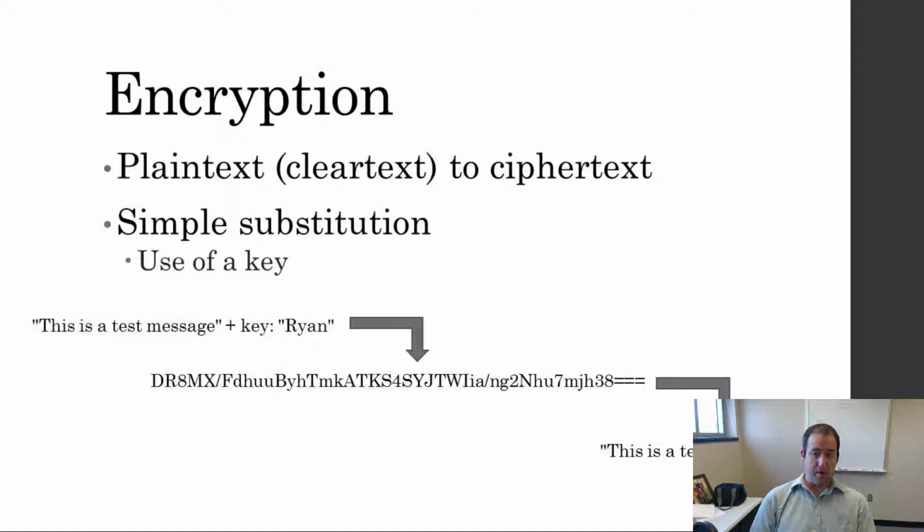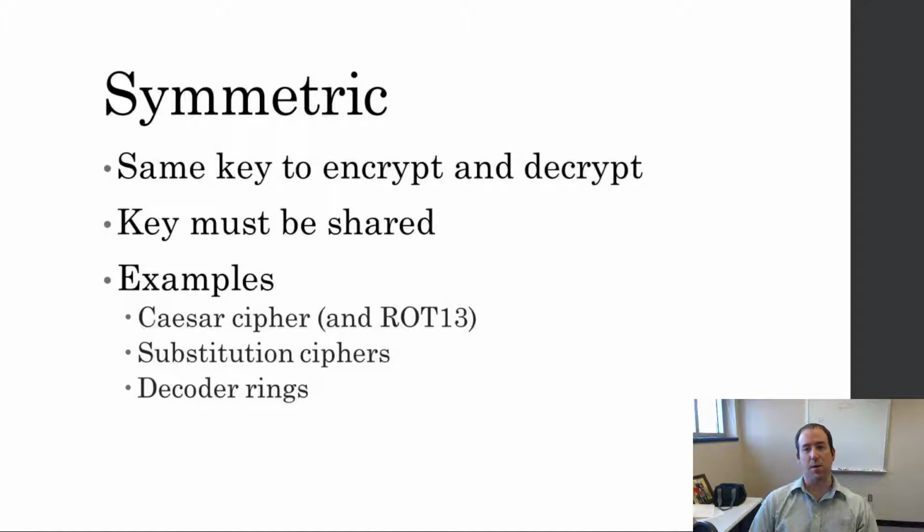In the example here on the screen, we have the Blowfish cipher using the key of my name. And this is a test message. We get the DR8MX blah, blah, blah, that gobbledygook, which is our encrypted text. And on the output, if we re-enter the key and we enter the gobbledygook, we get the message back out. And that is an example of symmetric encryption. Symmetric encryption uses the same key to encrypt a message that it uses to decrypt a message.